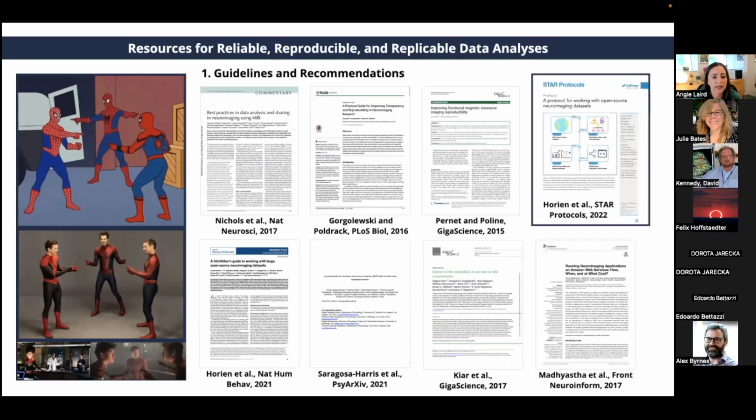And then finally, I want to highlight a unique but really super helpful resource. The Horien et al. paper here, the one at the bottom left, is a traditional journal article, but they've also published a companion resource as a STAR protocol. And this is a recipe style protocol that doesn't waste any time with large chunks of descriptive text, but instead really gets into detailed step-by-step processes of what you need to do and consider when you're working with large open data sets. It's really a practical resource, and I urge you to check it out.